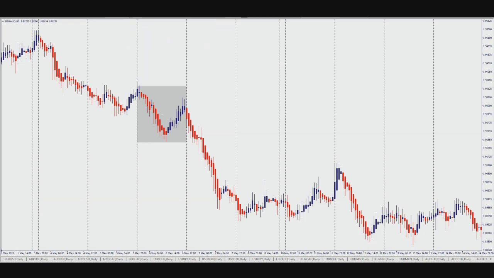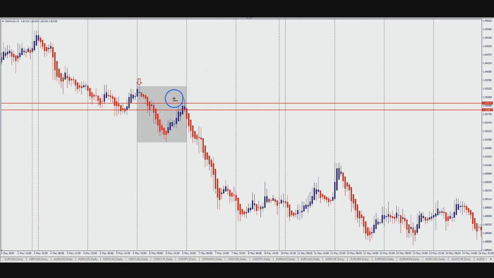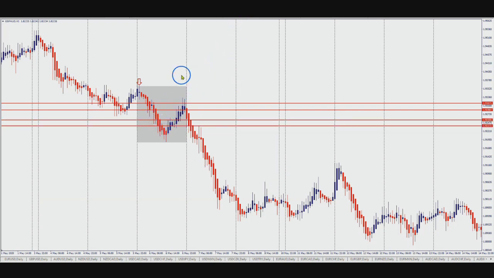Your only job is to be able to identify, let's put in an arrow right there, this location and sell it. You are not supposed to sell here. You're not supposed to sell here. You're not supposed to sell here or here. The only place you're supposed to take a sell trade is here.